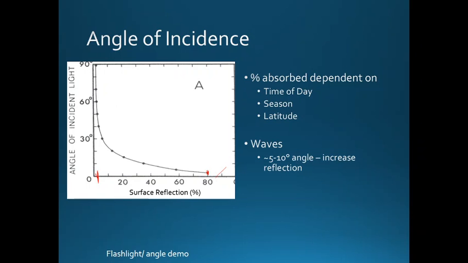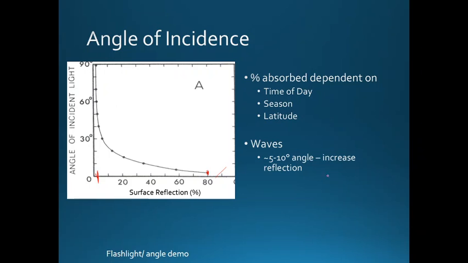So this is going to make a difference during the time of day. At sunrise, when the sun is real shallow in the horizon, most of that light is just going to bounce off the surface of the water. Same with latitudes. The higher latitude you're at, the more light is going to bounce off the water. And with the season, the more wintry you are, the more light is going to bounce off again.